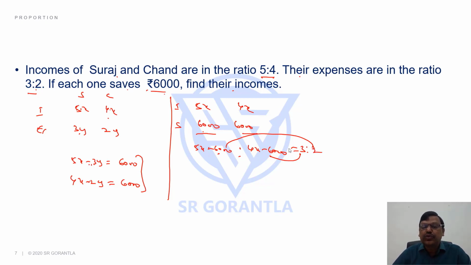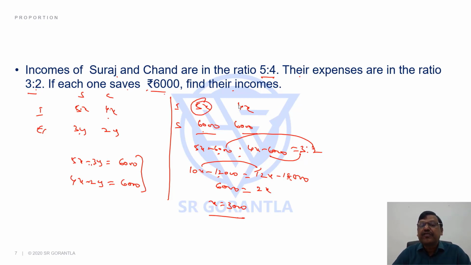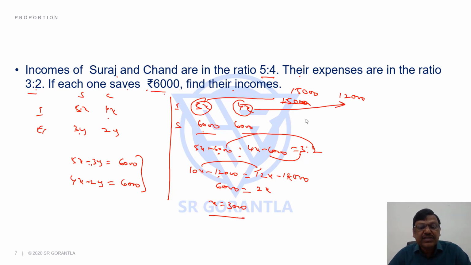If you multiply this with 2 into 5x, 10x minus 12,000 equals 3 into 4x, 12x minus 18,000. 10x comes this side, 2x equals 18,000 minus 12,000 comes this side, 6,000. Or x equals 3,000. Once x equals 3,000, their incomes are 5x and 4x, means 5 times 3,000 is 15,000 because x is 3,000, and 4 times 3,000 will be 12,000. Right? Okay, this is second approach.